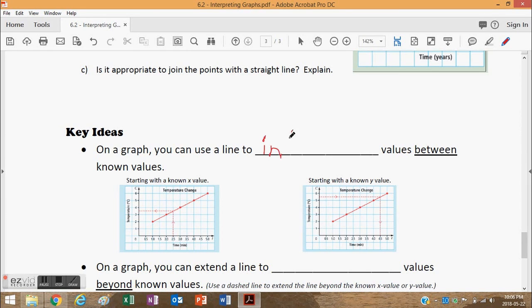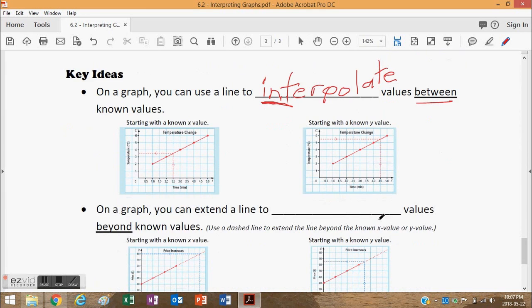However, for the sake of a question like this, where we see a straight line trend developing, we can usually assume it's going to be a straight line we can extrapolate. Okay. So on a graph, you can use a line to interpolate values between known values. Okay, between, inside, in between. Interpolate is between.